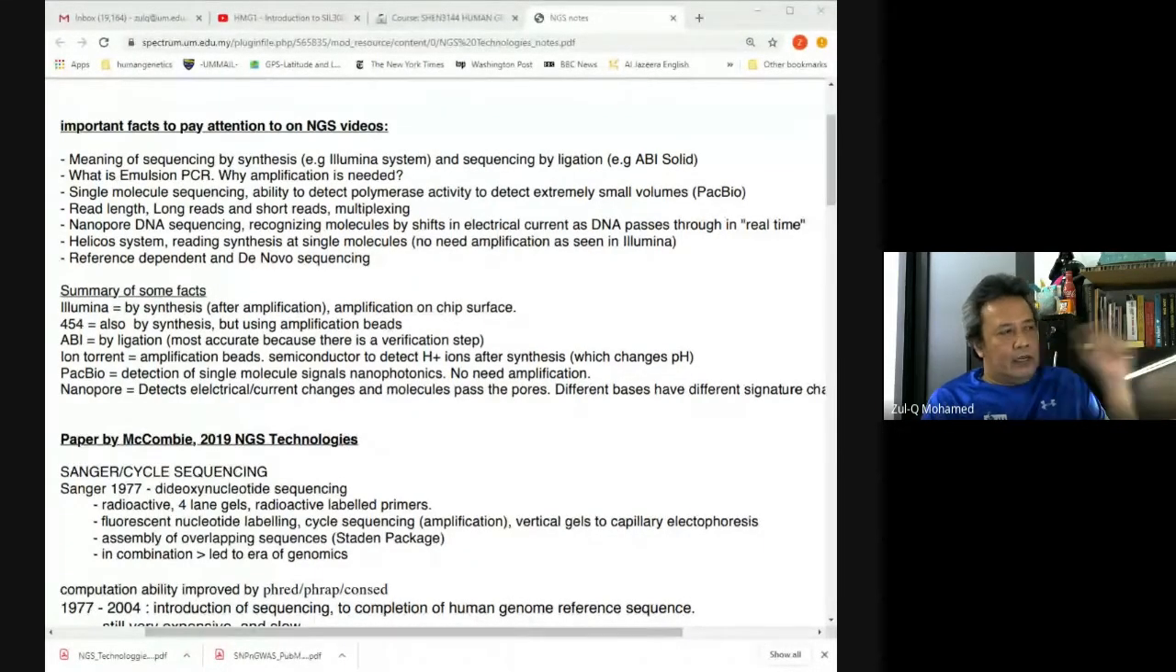Okay. Now, ABI has a different system. It is sequencing by ligation. All right. Now, when ABI introduced the system, the marketing strength was to say that their sequencing is accurate.